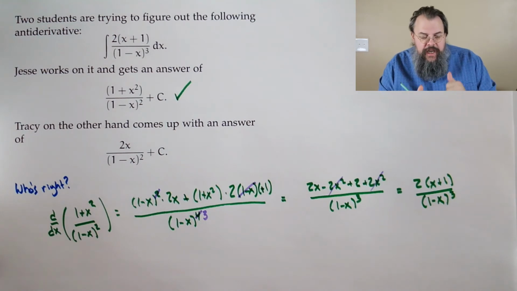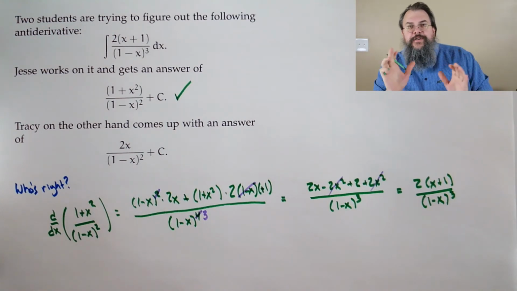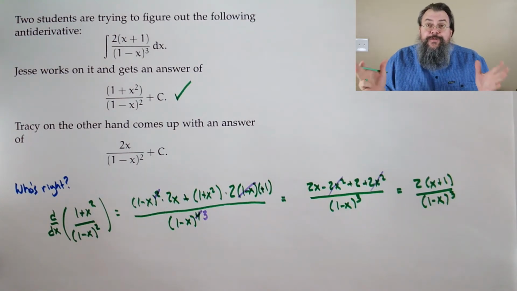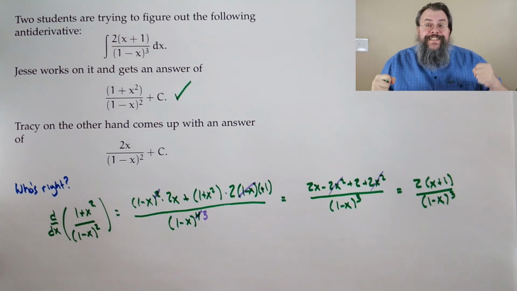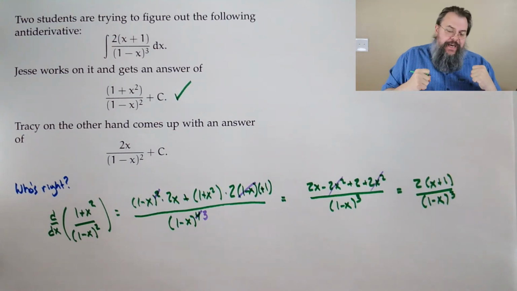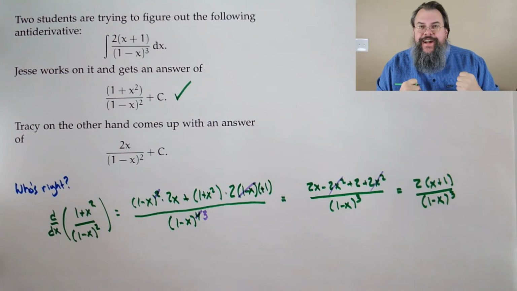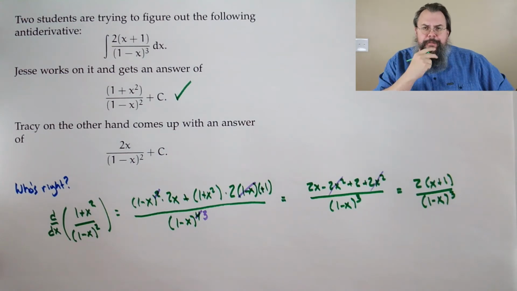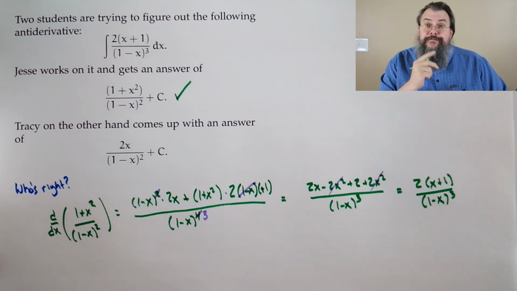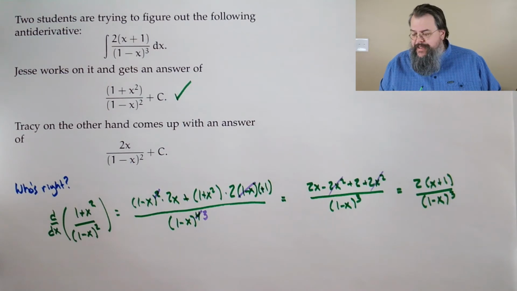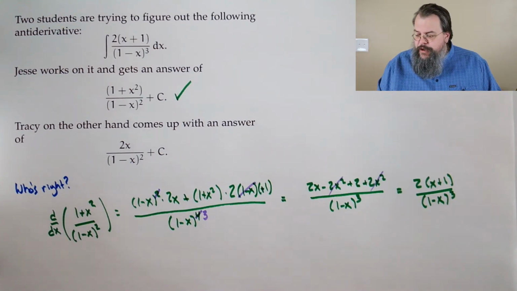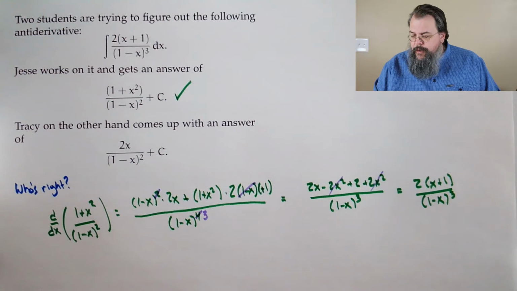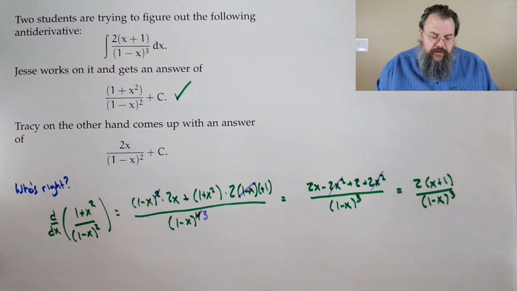So we start thinking to ourselves, we wish that we had Jesse's answer. All right, Jesse got it right. Okay, so I guess, does that mean Tracy got it wrong? Well, I wonder what happened to Tracy. Let's try it. Maybe if we take the derivative, it'll probably show us where Tracy probably made some mistake, right?